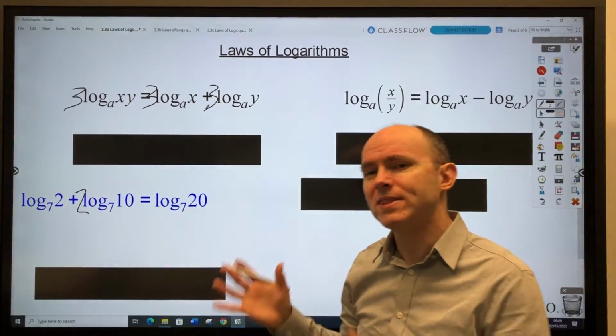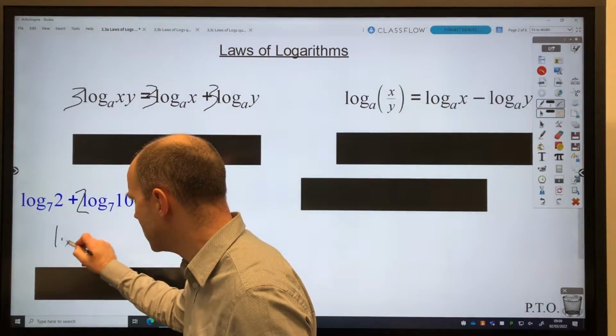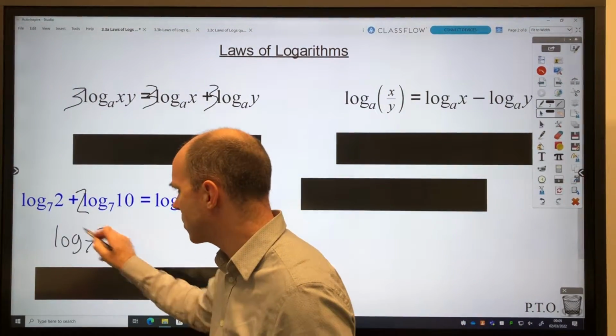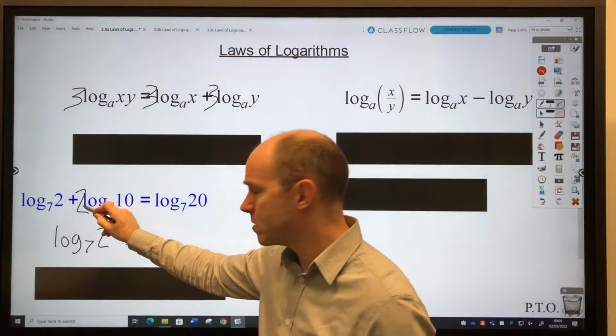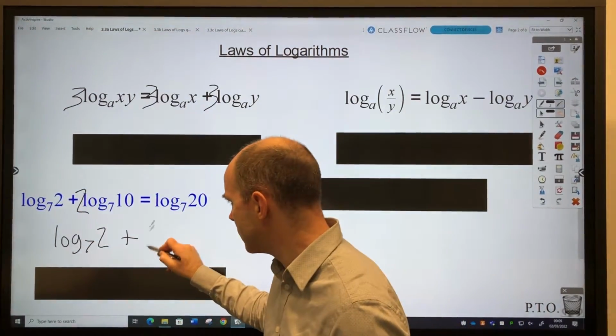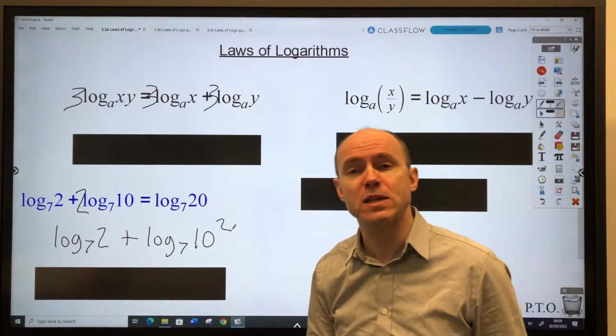So what would I do? In this instance, I would use the power rule. So I'd keep that as the same, log base 7 of 2, and what I'd do is put that 2 as a power. I'd write it as log base 7 of 10 to the power of 2, 10 squared.